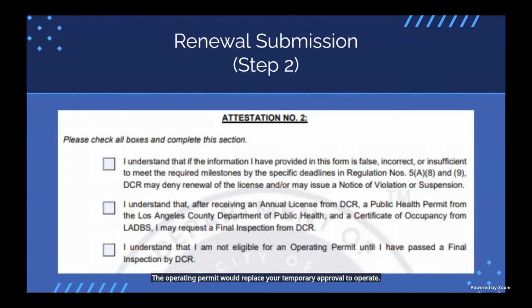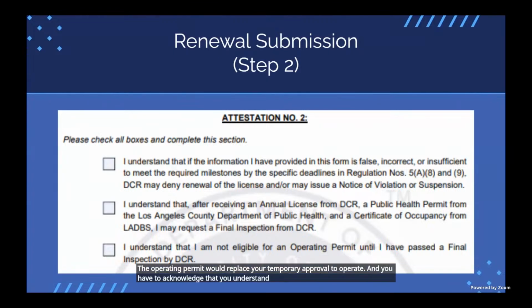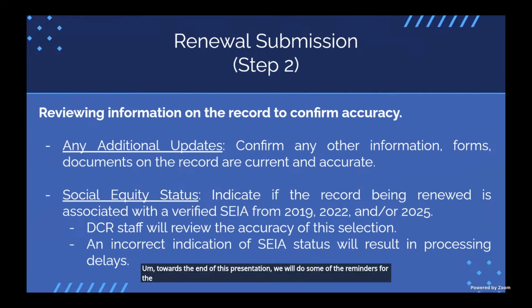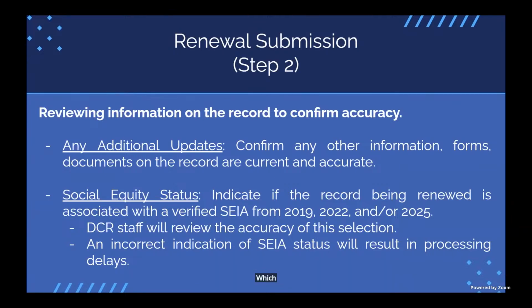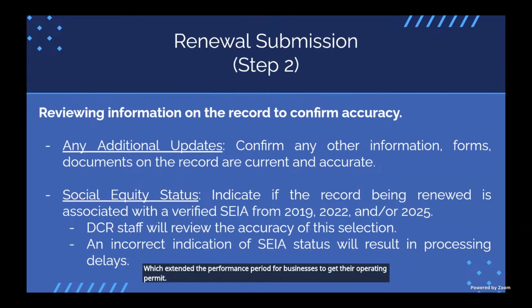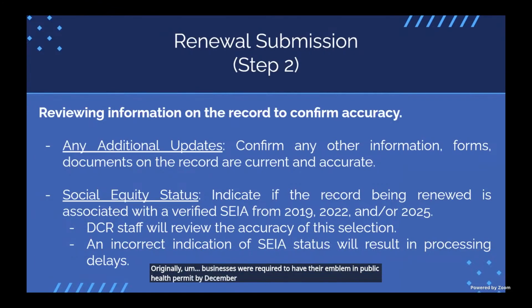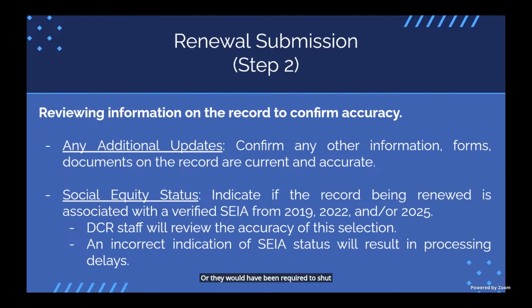And you have to acknowledge that you understand that you're not eligible for an operating permit until you have passed that final inspection. Towards the end of this presentation, we will do some of the reminders for the updates to regulation number 5, which extended the performance period for businesses to get their operating permit. Originally, businesses were required to have their emblem and public health permit by December 31st of 2024, or they would have been required to shut down in January.